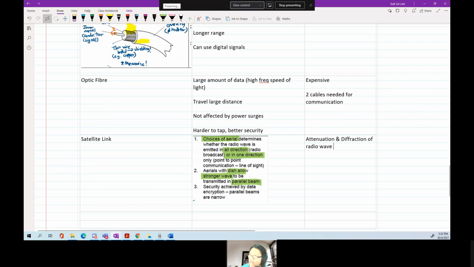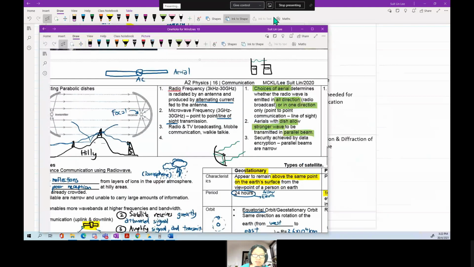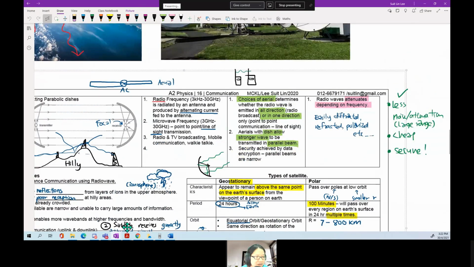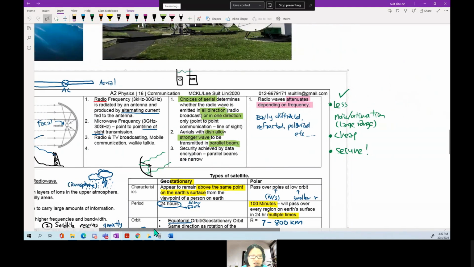Radio wave is very troublesome. You send here, send there, all not good. So as I mentioned in the lecture video, if you want a general way of answering questions about benefit, if they ask why is it not good? Because there's a lot of noise, a lot of attenuation, short range, expensive, not safe. Why is it good? Less noise, less attenuation, very cheap and secure. We want less, cheap and secure.